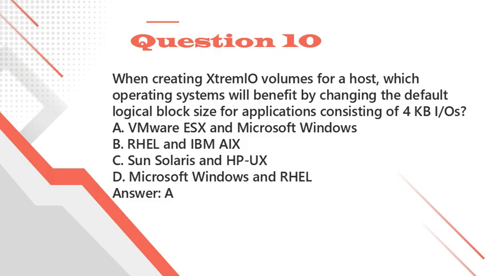10. When creating XtremIO volumes for a host, which operating systems will benefit by changing the default logical block size for applications consisting of 4 kilobytes IOs? A. VMware ESX and Microsoft Windows. B. RHEL and IBM AIX. C. Sun Solaris and Hewlett Packard HP-UX. D. Microsoft Windows and RHEL. Answer: A.